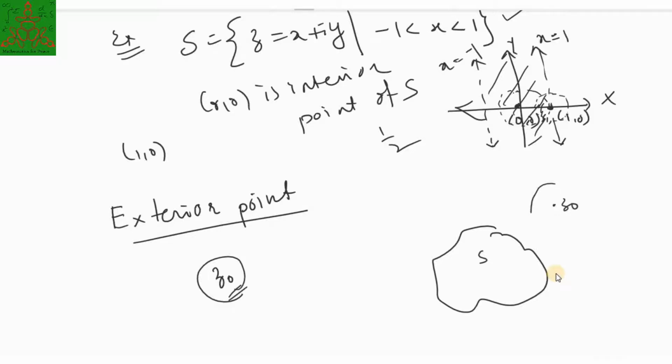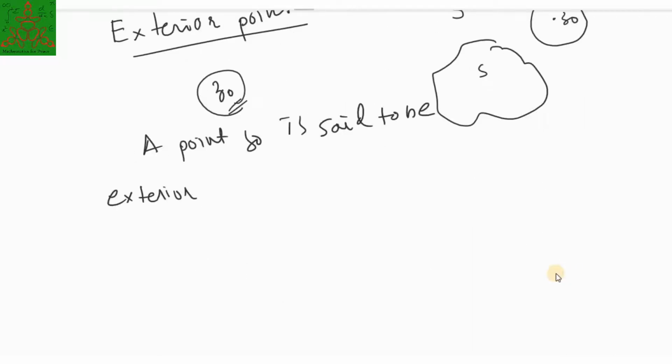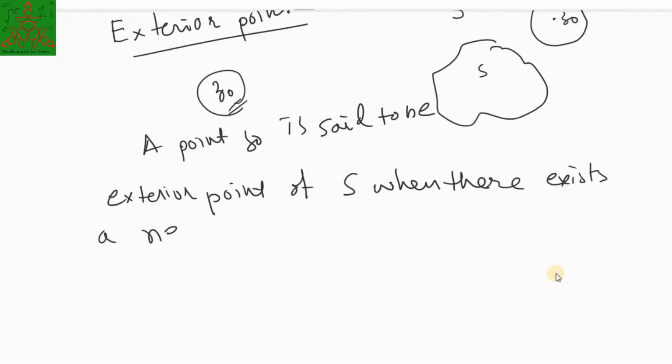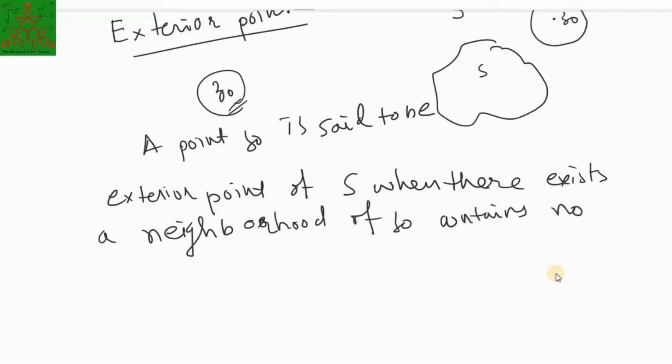If you are able to draw some neighborhood of Z0 that has no intersection with S, that is, the neighborhood lies inside the S complement, then we say that point Z0 is called an exterior point of the given set. So let us write down: a point Z0 is said to be an exterior point of S when there exists a neighborhood of Z0 that contains no points of S. As I defined, if you can draw some neighborhood of Z0 which has no intersection with S, that is called an exterior point of the given set S.